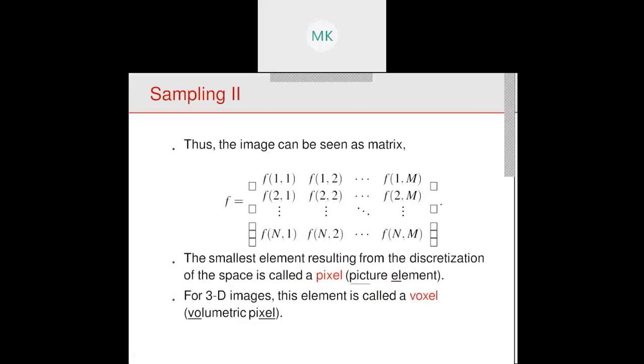Sampling 2, in which the image can be seen as a matrix. So f is represented by f of 1 comma 1 to f of 1 comma m and f of n comma 1 to f of n comma m. So it is represented by the matrix. The smallest element resulting from the discretization of the space is called a pixel or picture element. In case of 3D images, the element is called a voxel.